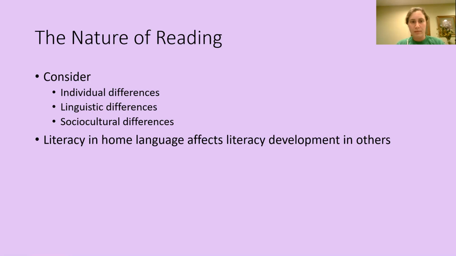Also, the literacy in the home language affects the literacy development in others, which we've already talked about. Obviously, if you're literate in your home language, it kind of gives you a leg up because you already know there's the process of decoding and stuff like that.